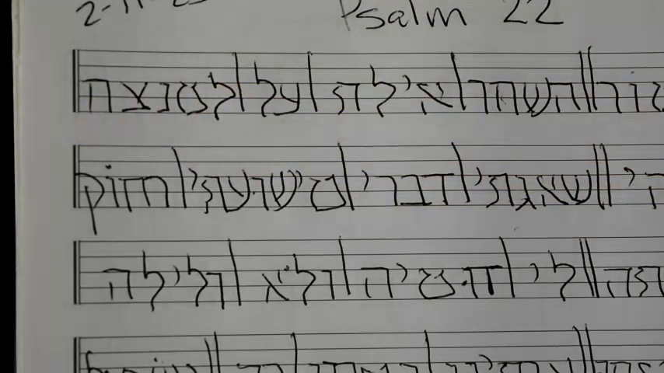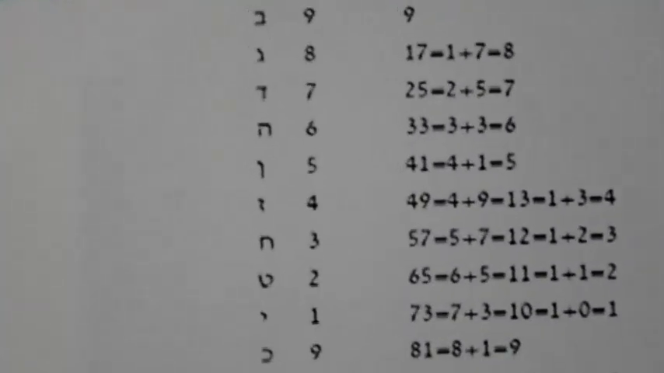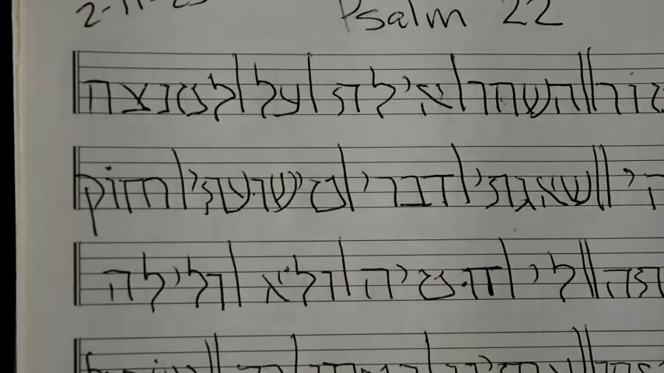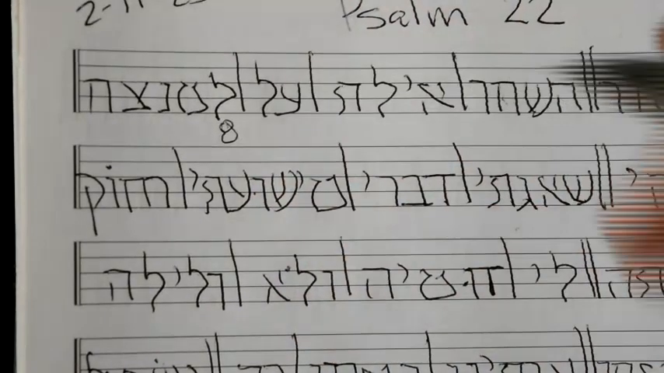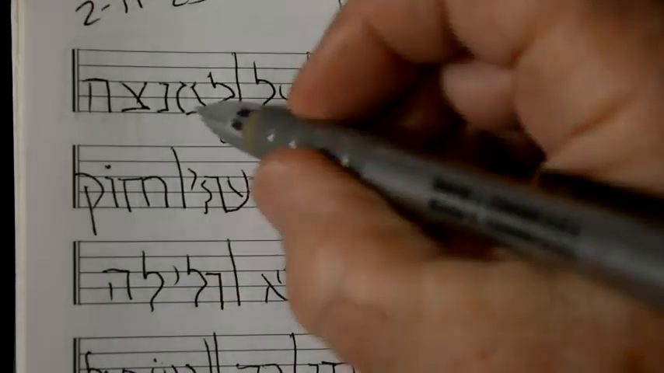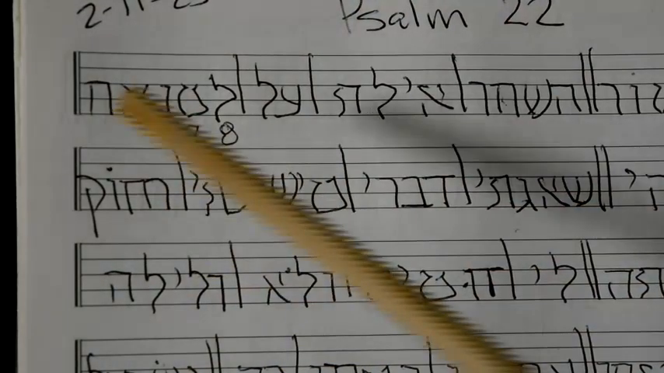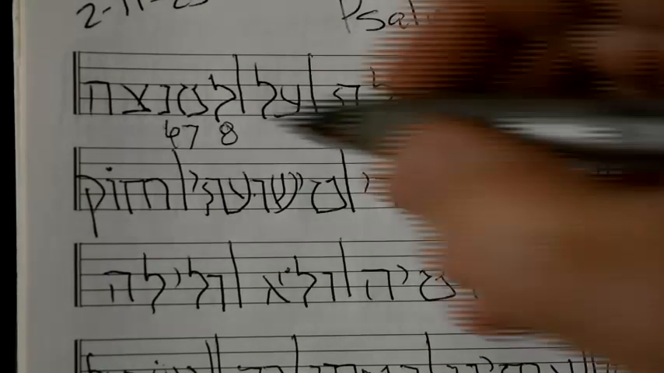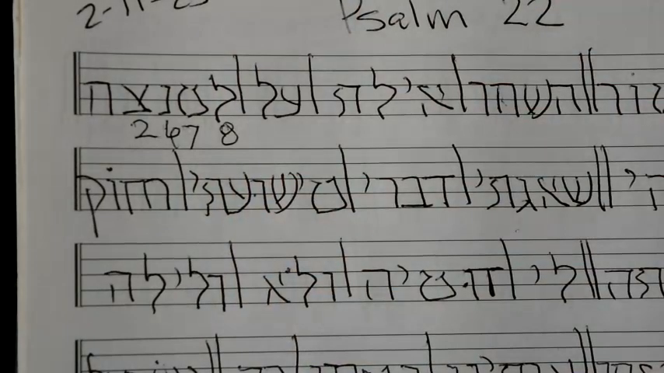Lamed is right here. It's number 8. So we'll write an 8 under that. And then we have the Mem, that's the next letter, and the Mem is number 7. The next letter is the Nun, which is here, number 6. The next letter is the Tzadi, that's number 2. And the final is the Chet, which is here, it's number 3.